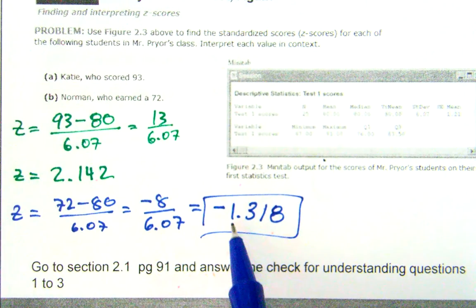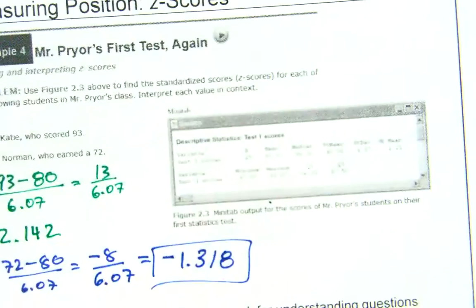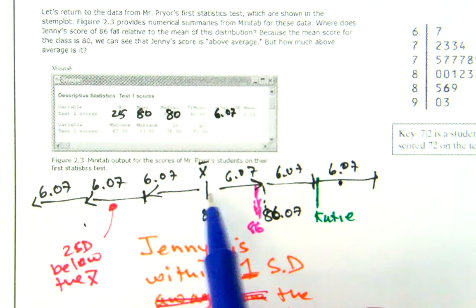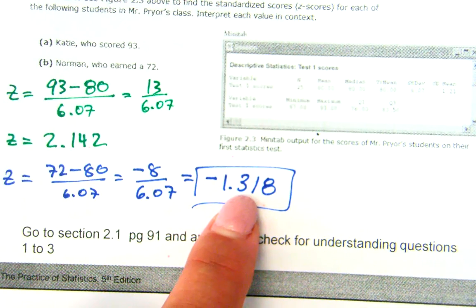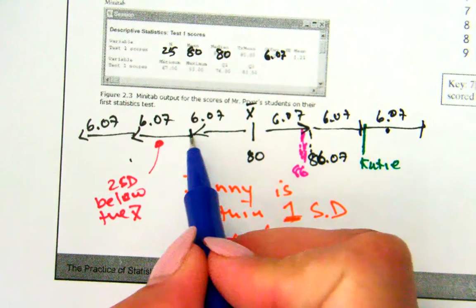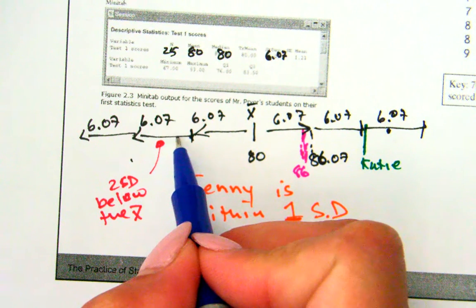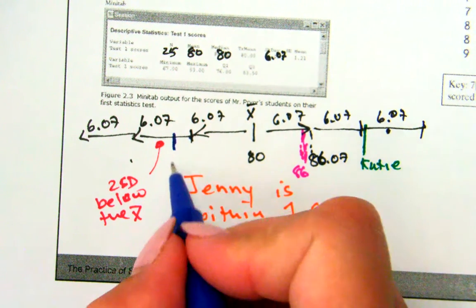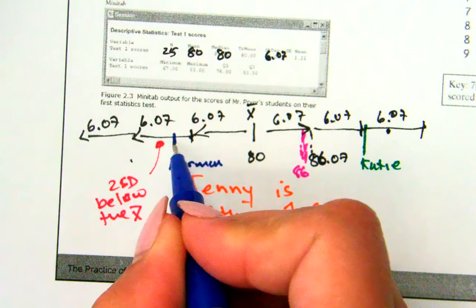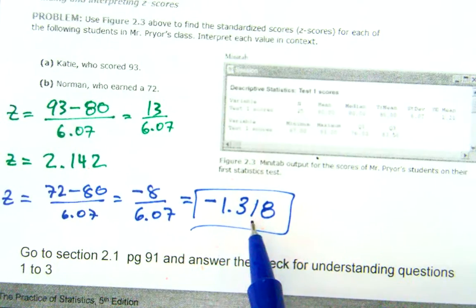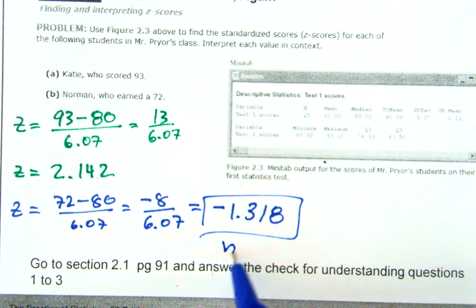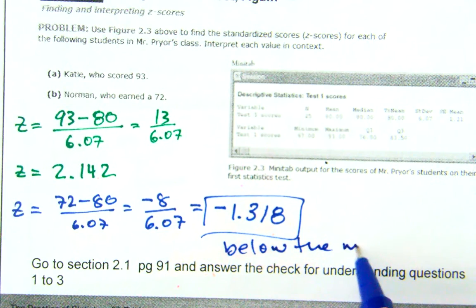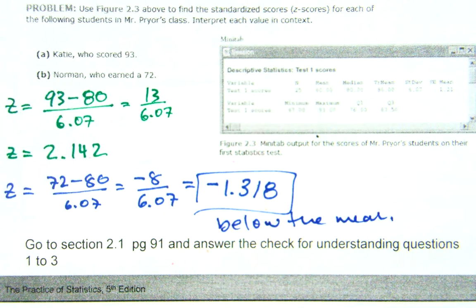Okay, so that means negative, we go to the left. So in this case, right here, one standard deviation, right? And then we go just a little bit past a quarter. So we go one standard deviation, not halfway, just a little bit past a quarter. So this would be where Norman would be. Okay, so it would be 1.318 standard deviations below the mean. All right, so those are your two problems for Z-scores.